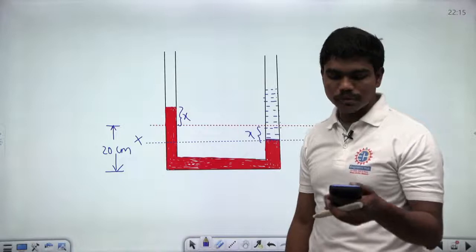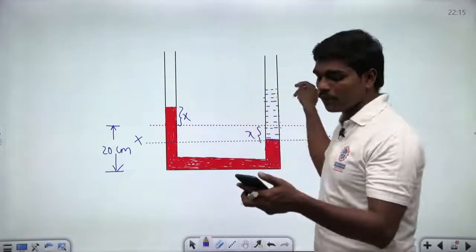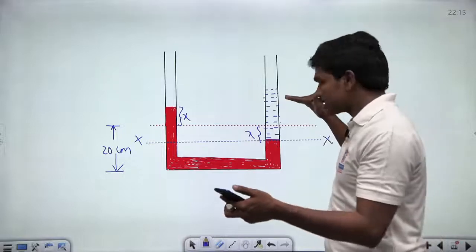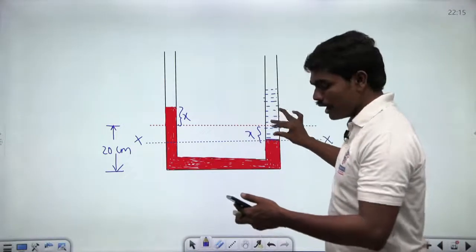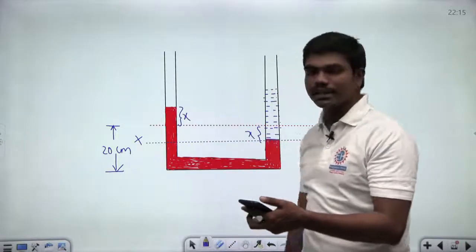Yes? So please do type in the chat box. Did you all understand that when you pour some liquid on one limb, there is definitely some depression because of this pressure column, and that depression of mercury in that limb is equal to the elevation of mercury in the other limb, correct?